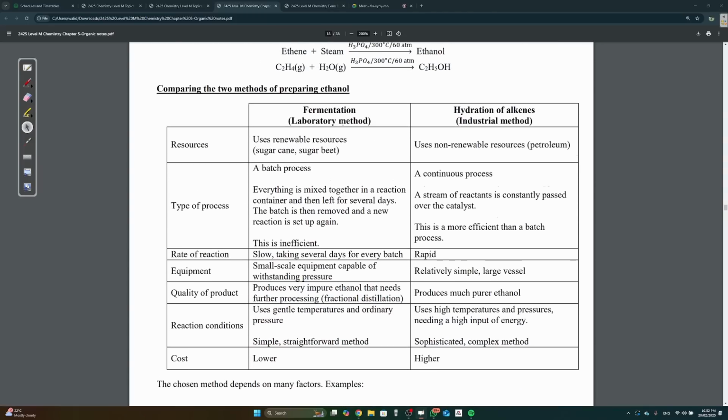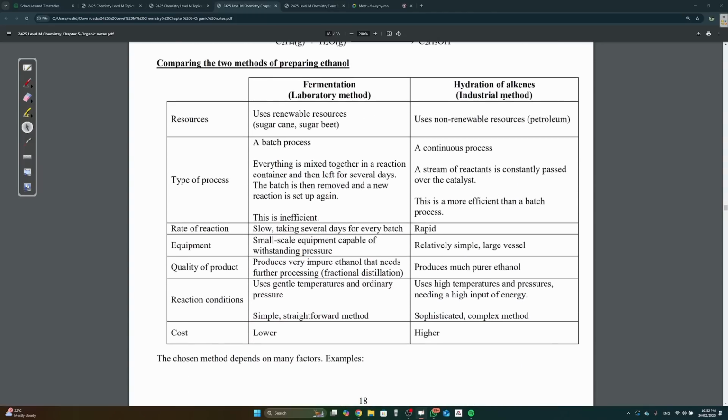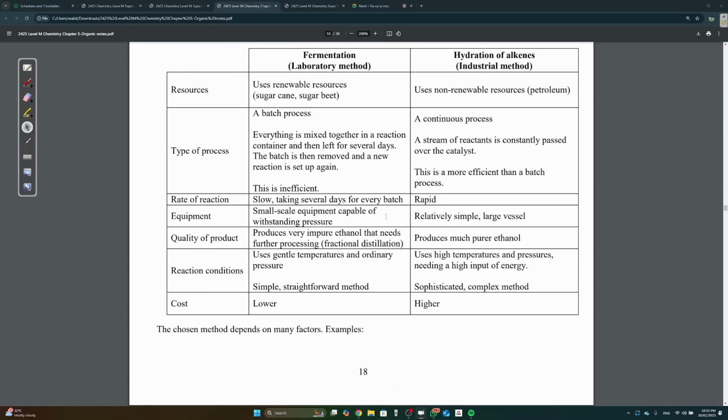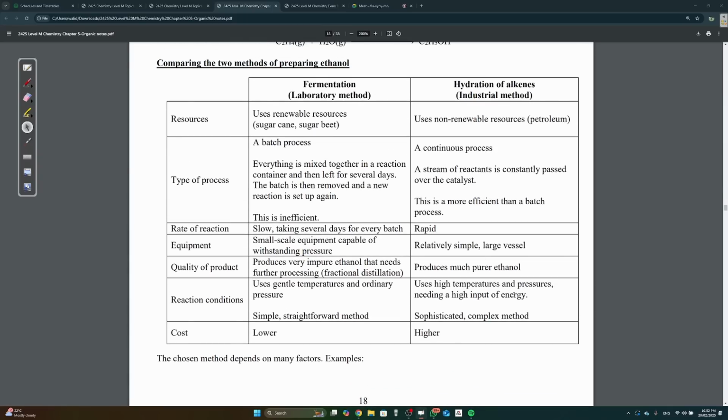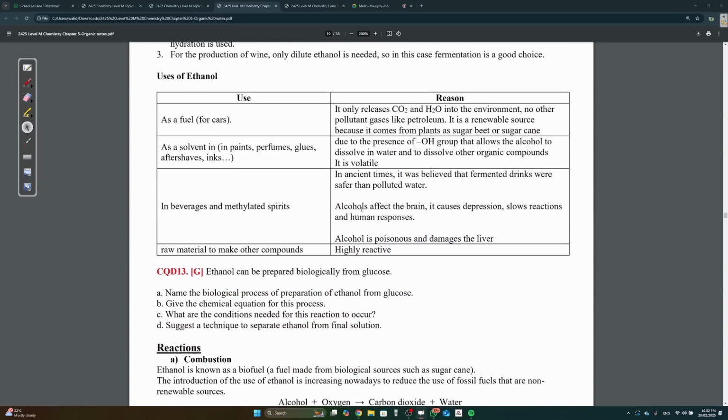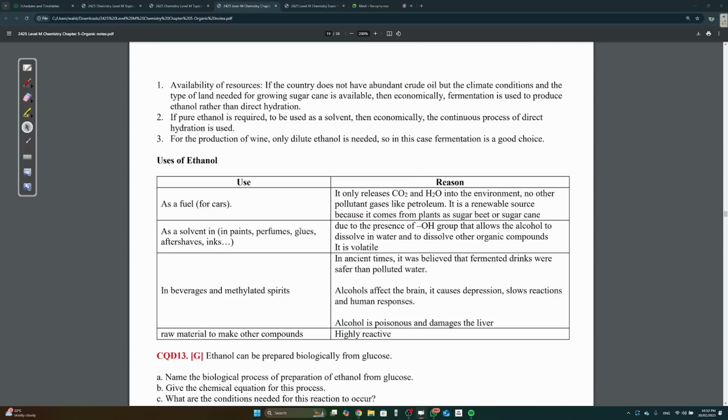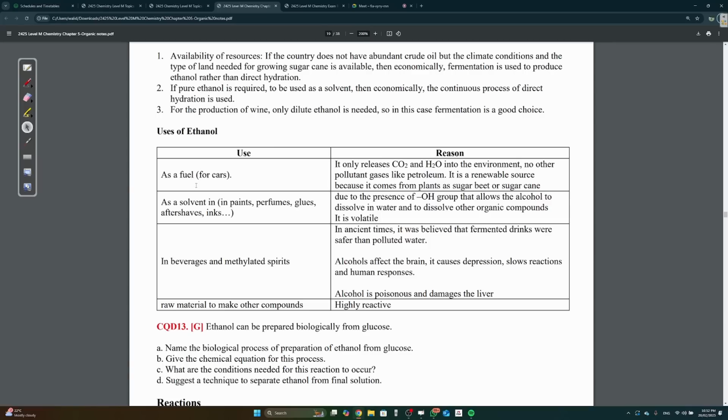Comparing the two methods, fermentation, there's the lab method and the industrial method. Obviously, you can read over this if you want. So I'm going to continue. What can you use ethanol for? As a fuel. This is the reason why. They don't ask why, they ask what the uses are. What do we use ethanol in? Fuels, solvents, beverages, obviously like wine, alcohols, and as a raw material to make other compounds.